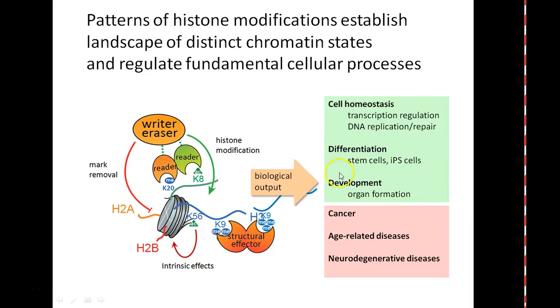It's important for the development, organ formation, and of course, when we have imbalance or deficiency in those chromatin remodeling events, this may lead to cancer, age-related diseases, and many other diseases. So this chromatin context and regulation of the gene expression within the chromatin context is critically important for the proper structure and function of our cells.